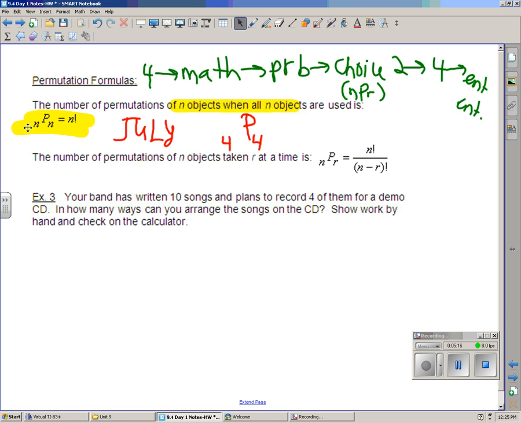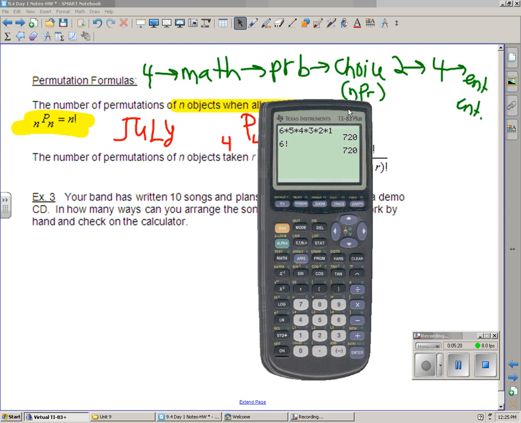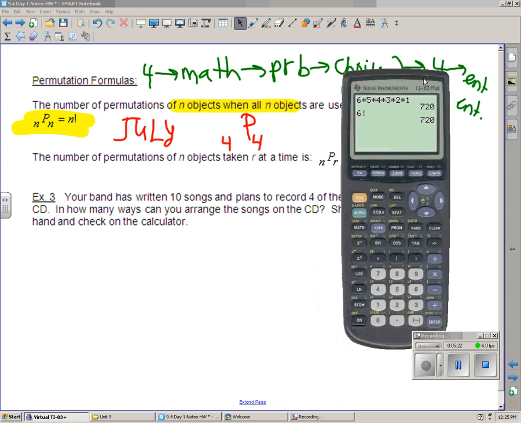Okay, so here's my calculator, and I'm doing the 4P4, right? So I've got 4. I'm going to math. I'm going to probability. Choice 2, nPr. I'm going to hit enter. I want all 4 letters used, so 4 letters given and 4 letters used, and there's my answer of 24.